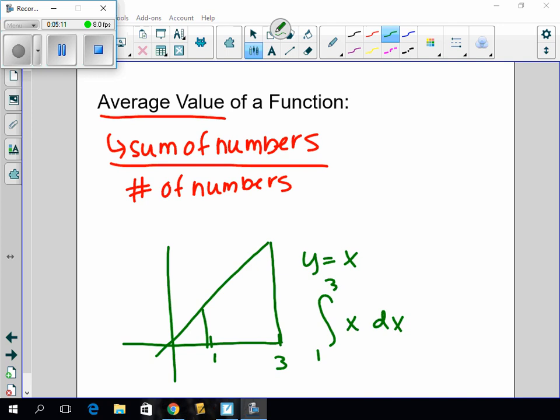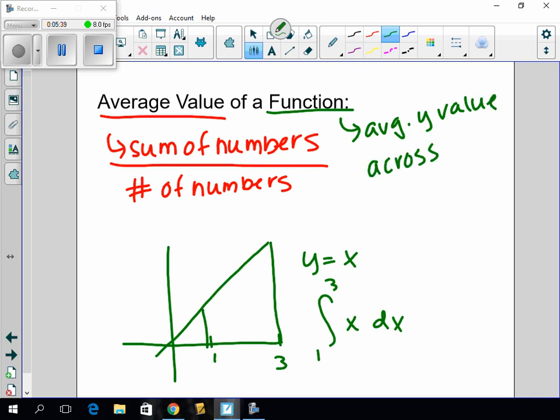So now we're going to talk about how to take the average value of functions. When we think about the average, we think about taking the sum of the numbers and dividing it by the number of numbers. And that is going to get us our mean. When we take the average value of a function, we want to find the average value across a certain interval. So the average y value across an interval. So that's our goal with the average value of a function.